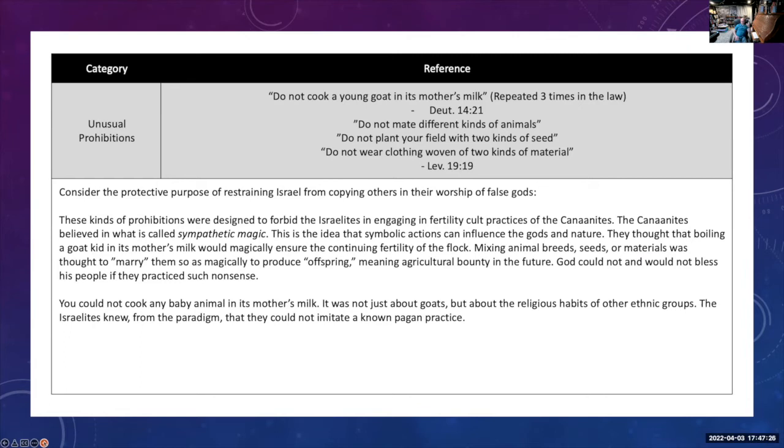You couldn't cook any baby animal in its mother's milk. It wasn't just about goats, but about religious habits of other ethnic groups. The Israelites knew from the paradigm that they could not imitate a known pagan practice. Again, they're paradigmatic. Don't do things that other people groups did as religious acts. They were to push away other religious groups and honor only and be loyal to only the one God.